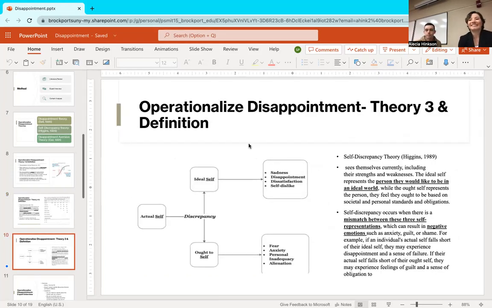Self-discrepancy theory, proposed by Torrey Higgins, suggests that individuals may experience disappointment when there is a discrepancy between their actual self and their ideal or ought self. Disappointment arises when an individual fails to meet their own standards, which may lead to negative emotions such as shame or guilt. The theory proposes that people are motivated to reduce this discrepancy by changing their behavior or adjusting their self-concept. For example, they may adjust their ideal or ought selves to be more aligned with their actual self, or they may change their behavior to better match their self-representations.